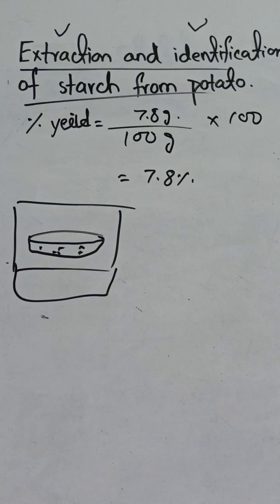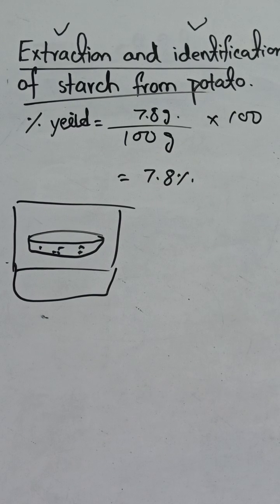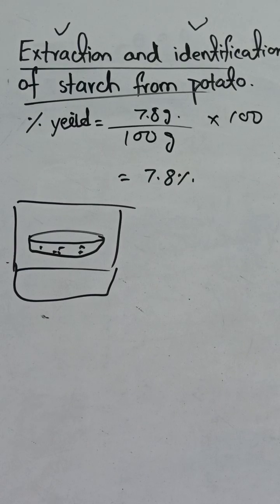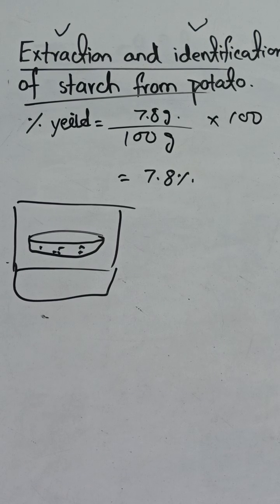So this is how you will perform that, and in the result you will show that we have detected that amylose and amylopectin is present within the starch, which is responsible for causing the blue color of our iodine solution. So this is how we extract and identify our starch. So here our experiment ends.